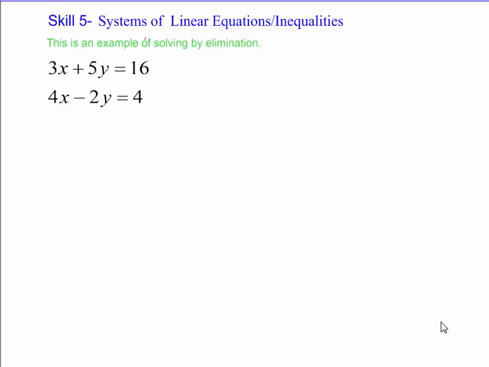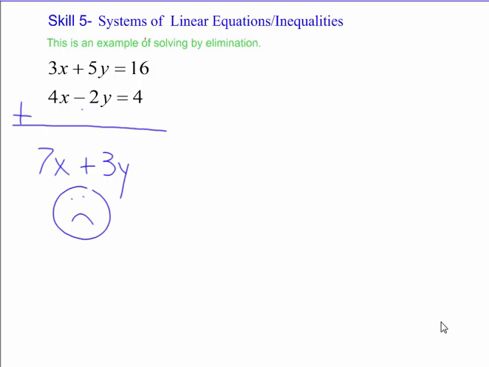So what we want to try to do is ask ourselves this first question. If we were to add these two equations together right now, would something eliminate or go away? So we have 3x plus 4x, that's 7x. And we have positive 5y plus the negative 2y, and that's positive 3y. And oh, right. Nothing eliminates right away, so you don't want to add them together right off the bat.